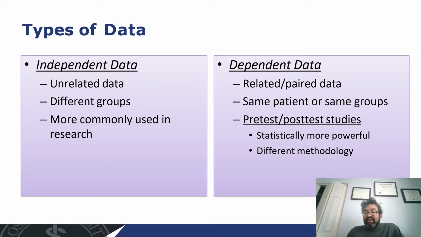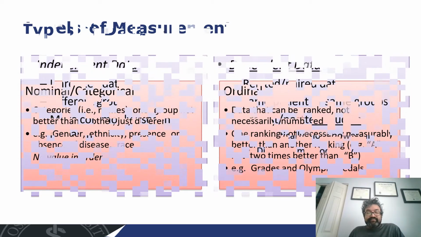Dependent variable is the outcome variable, so some patient or some groups versus those that are not in that group. Related paired data, and then pre-test, post-test studies. These are different types of dependent variables that are available with different methodologies.